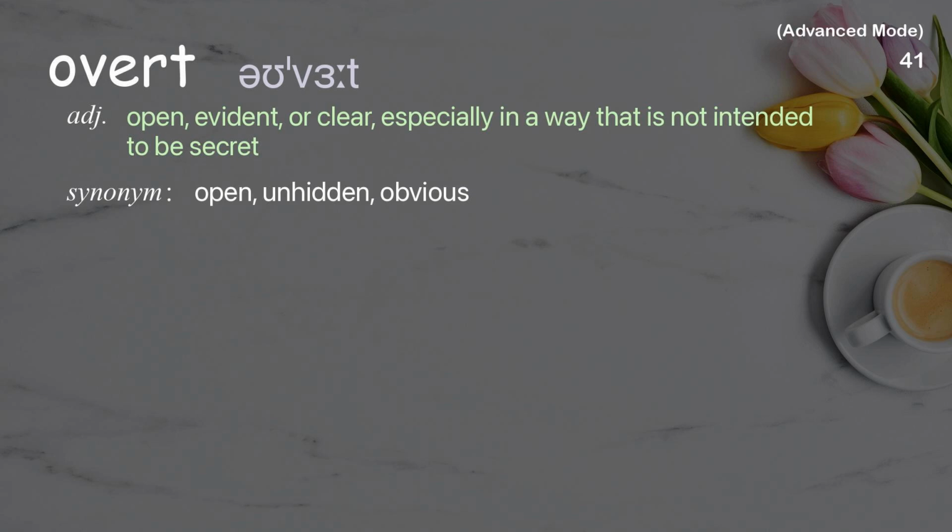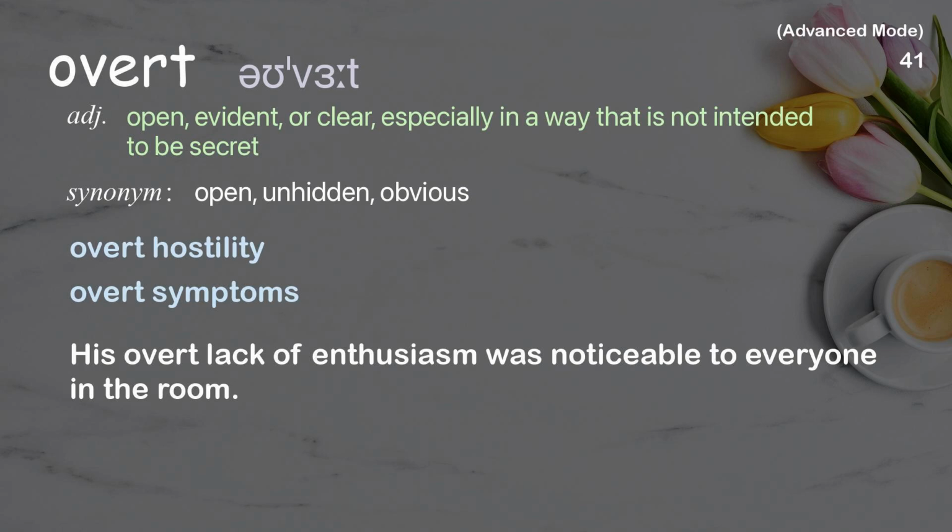Overt. Open, evident, or clear, especially in a way that is not intended to be secret. Examples: overt hostility, overt symptoms. His overt lack of enthusiasm was noticeable to everyone in the room.